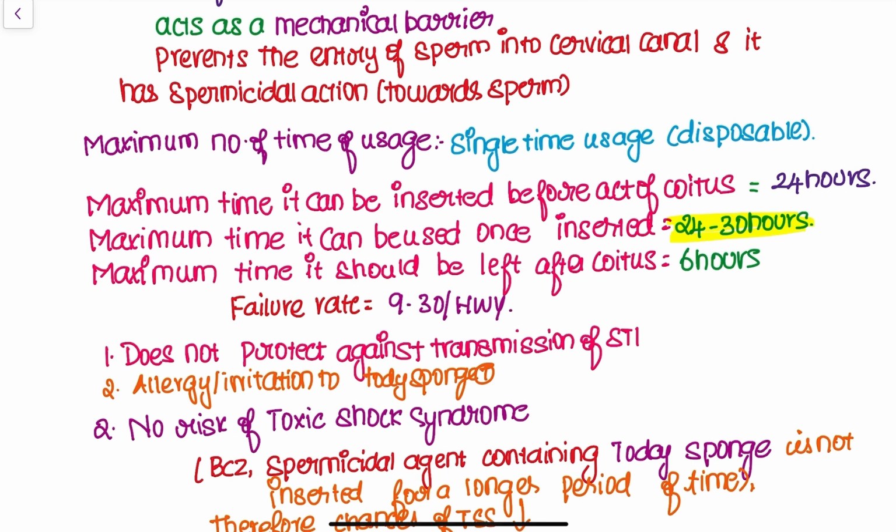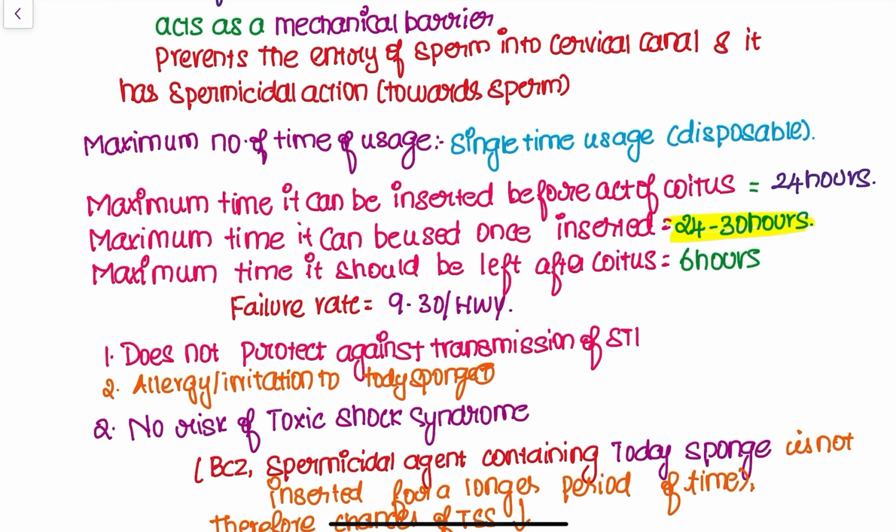So what I mean here is that once you open the bag and introduce this Today Sponge inside the vaginal canal, during the 24 to 30 hours after insertion, irrespective of the number of acts of coitus had in that period, she can use the same Today Sponge. But after 30 hours after insertion, she has to remove it and throw it off. So it is actually disposable in nature and it is expensive.